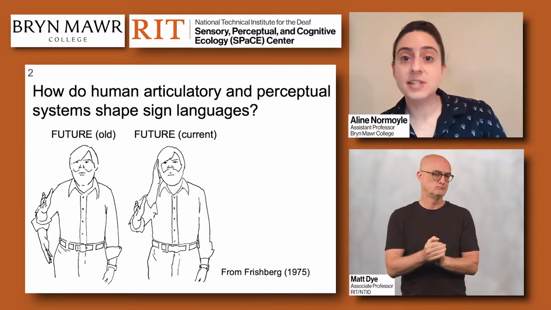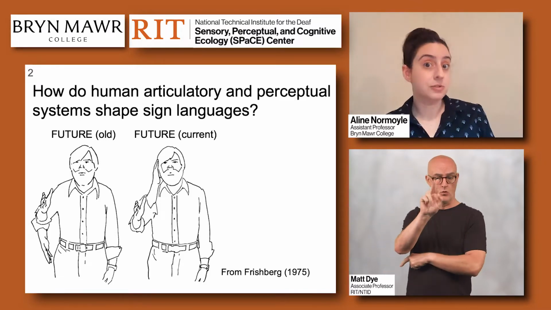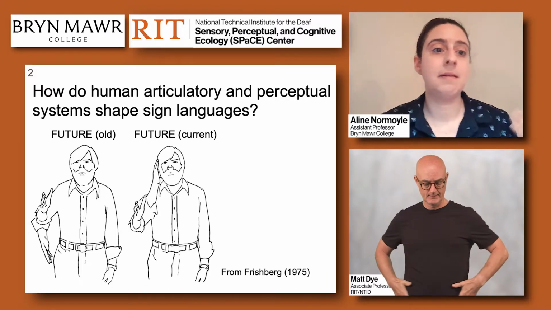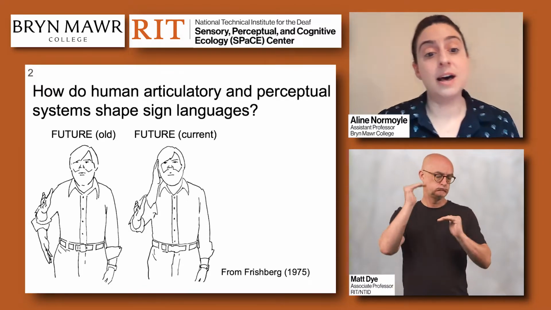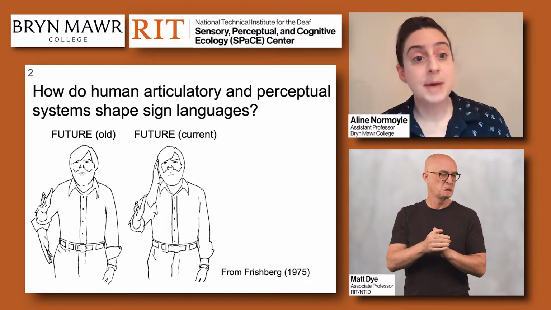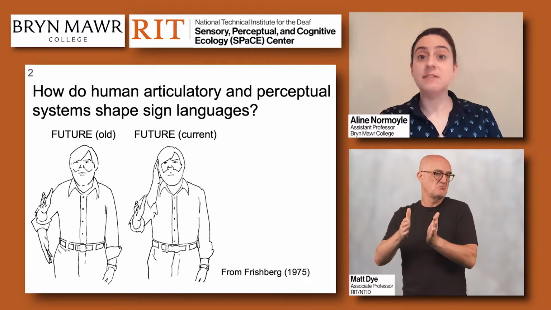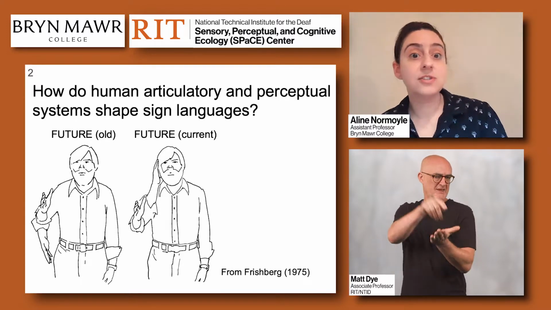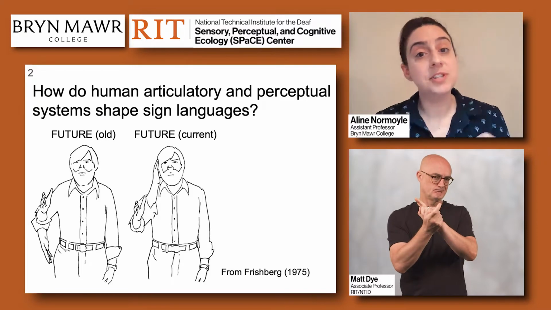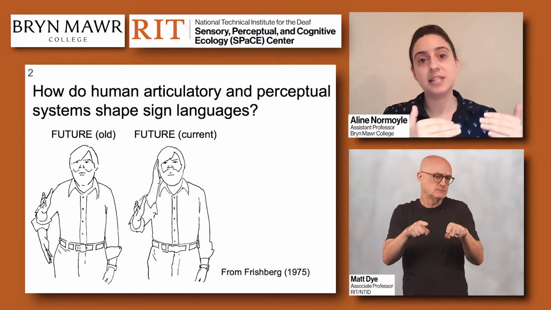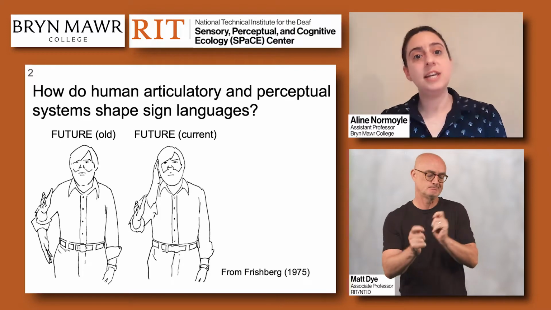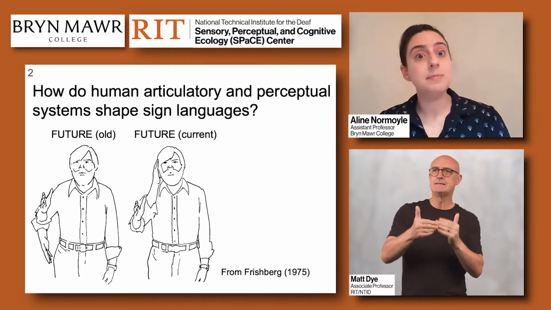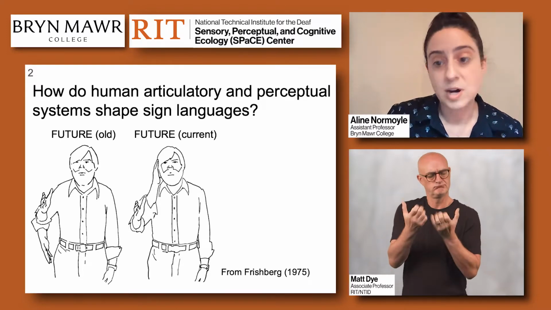At one time, the sign for future was articulated close to the hip, and now it's articulated closer to the face. Researchers such as Frischberg and Battison have documented many of these formational changes over time. The result of many of these changes is that we have signs that are both easier to perceive and also maybe easier to articulate as well.